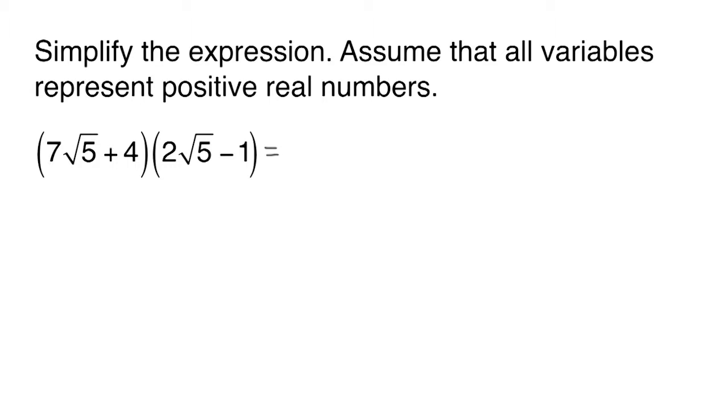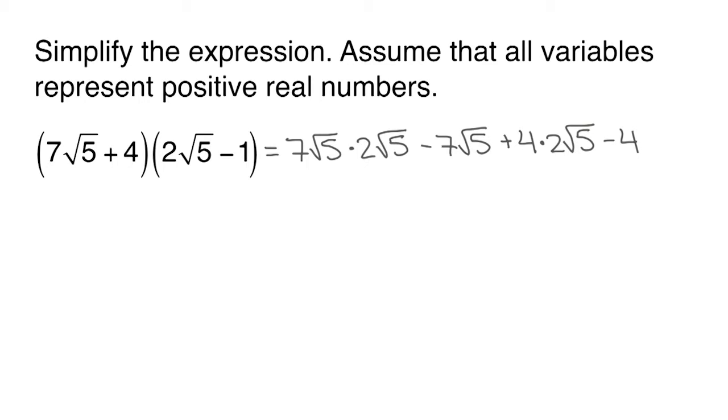The product of the first terms is 7 times the square root of 5 times 2 times the square root of 5. The product of the outside terms is negative 7 times the square root of 5. The product of the inside terms is plus 4 times 2 times the square root of 5. And the product of the last terms is minus 4. Now we simplify.